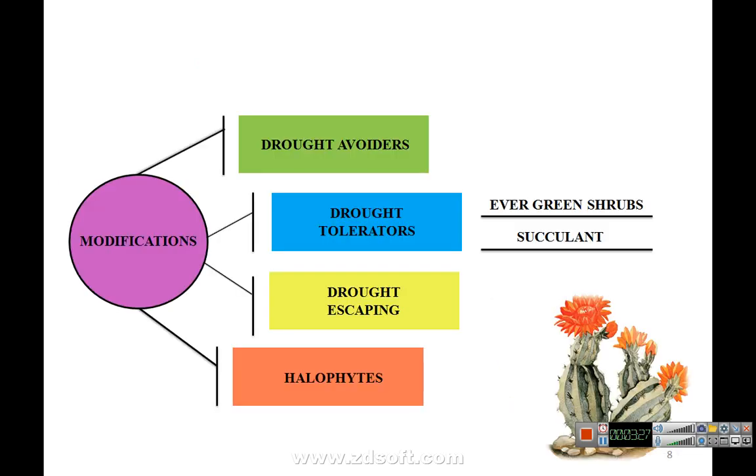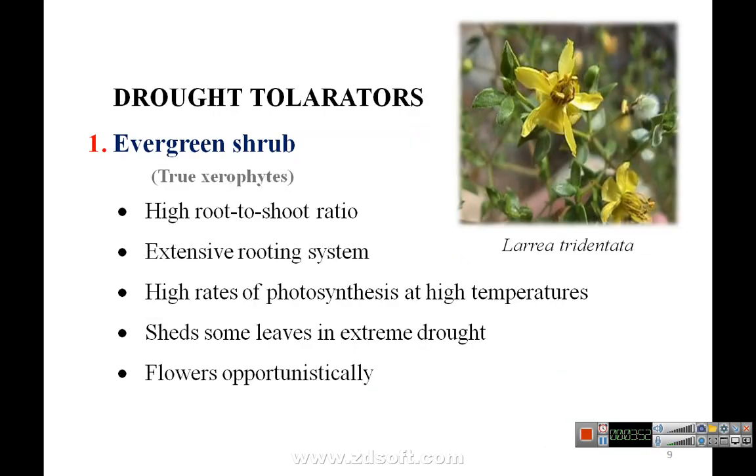So the modifications which occur within them are that some are drought avoiders, some are drought tolerators, and some are drought escapers, and some are halophytes. Evergreen shrubs, succulents, these are coming. Moving on, drought tolerators are evergreen shrubs, true xerophytes.